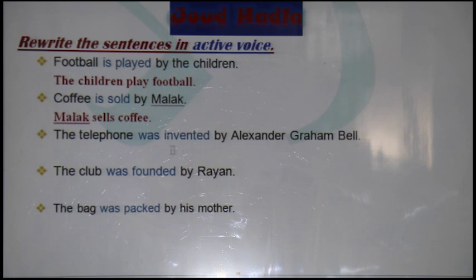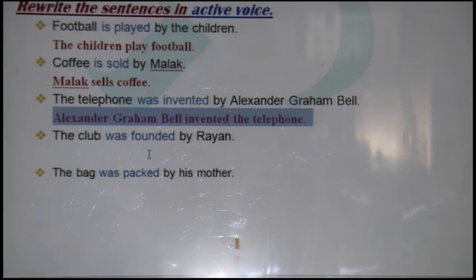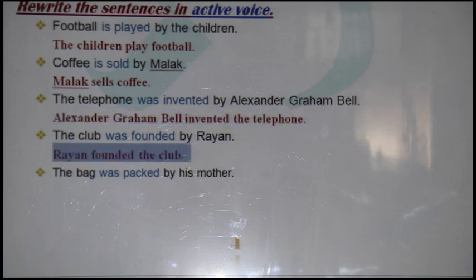Now the telephone was invented by Alexander Graham Bell. Invented has only one form for the past simple and present simple. Alexander Graham Bell invented the telephone. Now the club was founded. Here I am not talking about the verb find, found. I am talking about a regular verb, which means to establish: found, founded. So Ryan founded the club. The bag was packed by his mother. His mother packed the bag. We only need one form in the past simple.